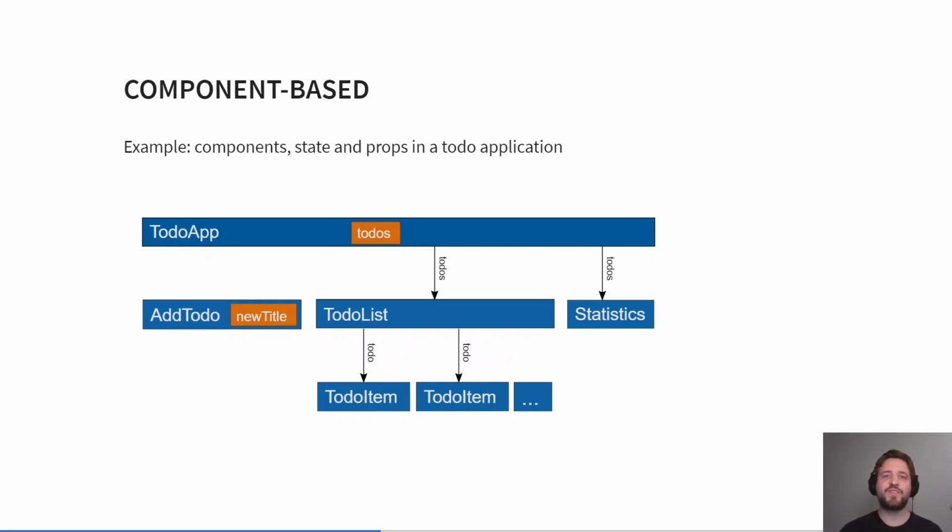Furthermore, there's an add to-do component. This component has its own internal state, the content of the text field where the user can enter a title for a new to-do. The add to-do component does not receive any information from its parent. It does not have any props. But it could actually trigger an event. Events are not shown in the diagram.